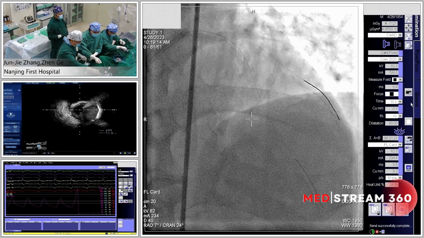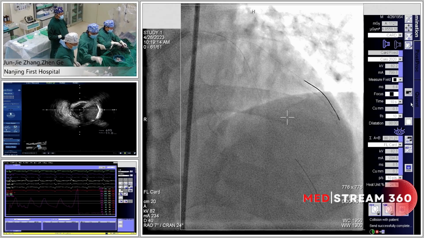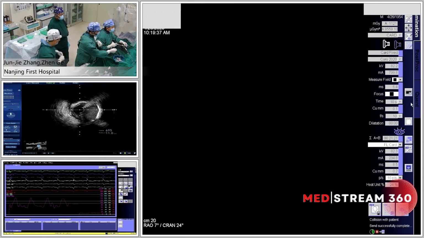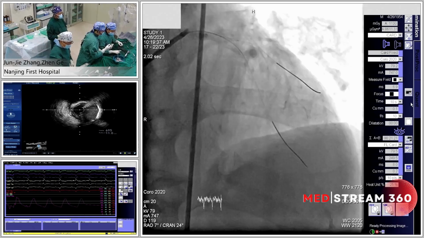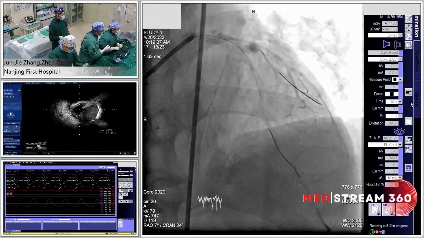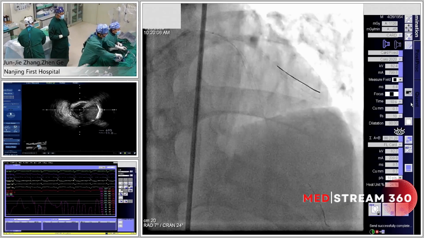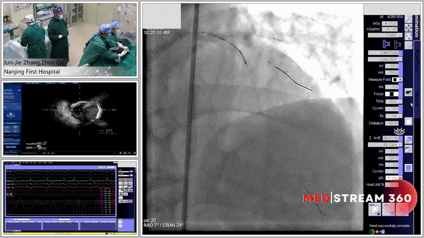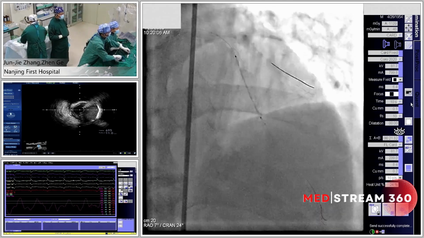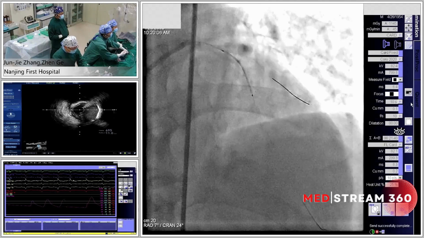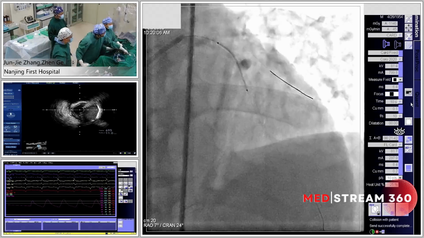For the first stent, according to the IVUS imaging, we will choose the 3.0 by 33 drug-eluting stent. Put the wire more distal. Yes, 3.0 by 33 drug-eluting stent for the middle LAD. To avoid the orifice of the diagonal, will you go to the axial cranial view?